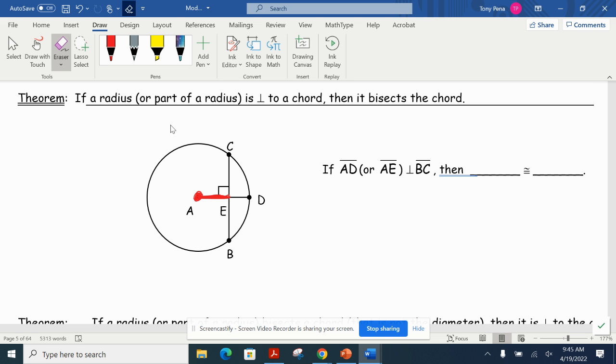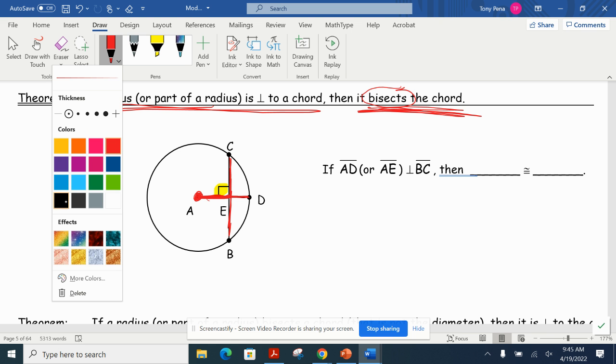The first theorem is if a radius or part of a radius is perpendicular to a chord, so that's what we have set up here. Here is our radius, or part of a radius, depending if we continue. It is perpendicular because of this 90-degree angle to this chord. All right, so that's this first statement. If that is the case, then it bisects the chord. So an old word we haven't used now in a couple of months, but bisect means it cuts in half. So it's going to cut the chord directly in half.